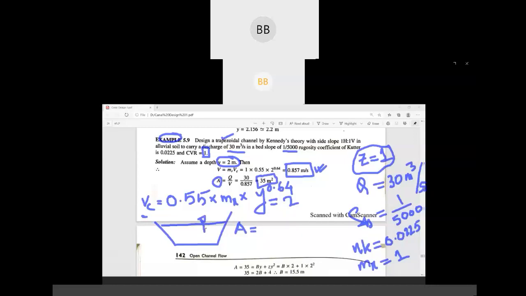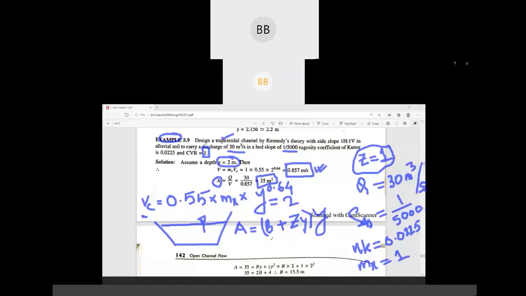Area equation of a trapezoidal channel. So the area equation is nothing but (b plus zy) multiplied by y. Okay. So this is the area expression of a trapezoidal channel. From this equation, area we have already calculated, that is 35 meters square.